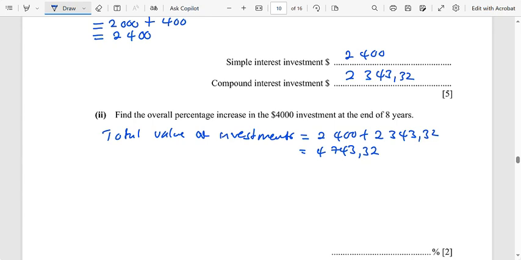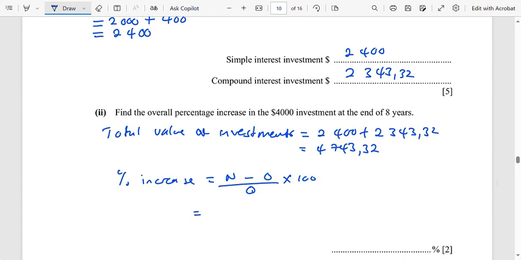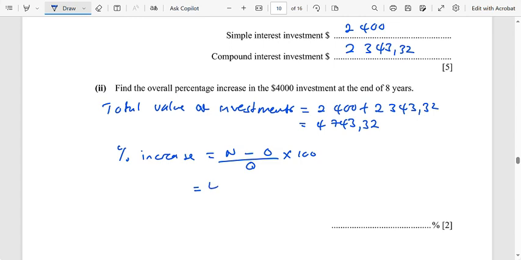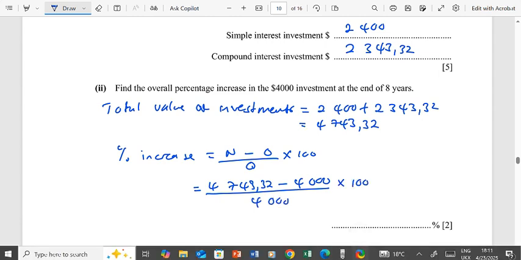So overall percentage increase is equal to, I always say, percentage increase is equal to new minus old over old times 100. So the new amount that is in the account is 4,743.32. What was initially there is what I'm referring to as old, which is 4,000, all over the old, which is 4,000, times 100.